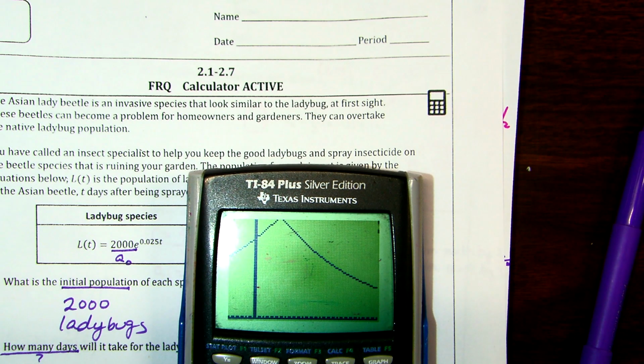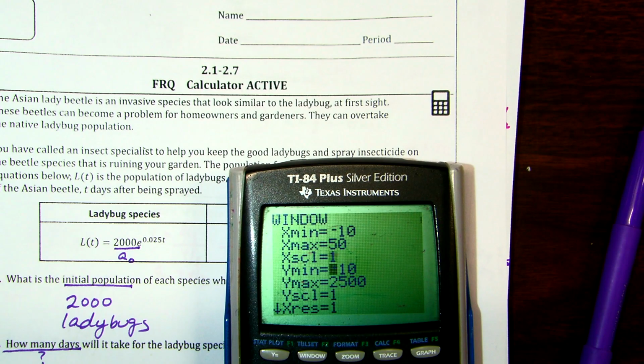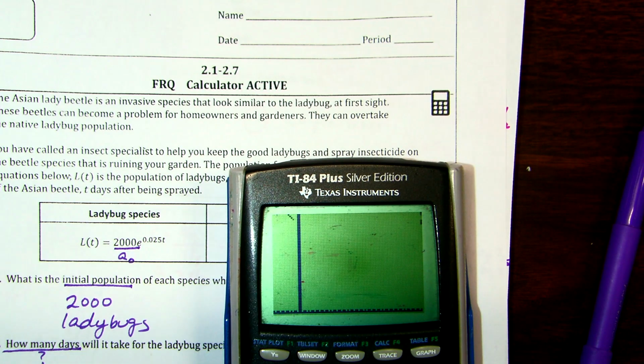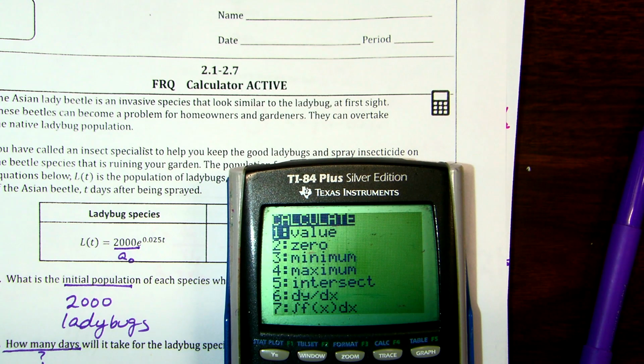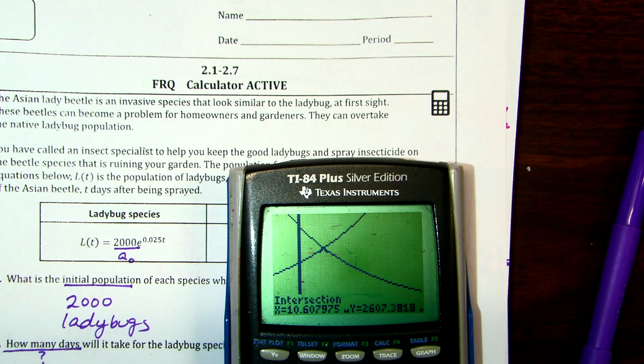All right, so you can see there's my two, but I need to go up higher. I can see they cross up higher. So window, I don't know. My y max is already at 2,500. Let's put in 4,000. I'm making that up every time I do something different because there's no wrong answer. Lots of right answers, I should say. All right, so there we can see the intersection, same exact thing we've done a bunch of times. Second, calc, 5, enter, enter, enter, and I get 10.6 something.